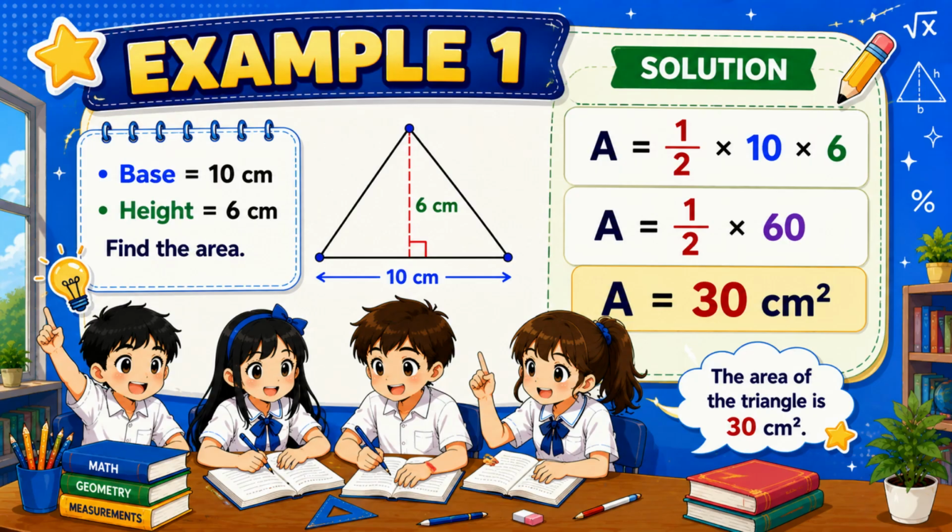Let's solve our first example. Multiply 10 by 6 to get 60. Half of 60 is 30. Therefore, the area is 30 square centimeters. Answer: 30 square centimeters.